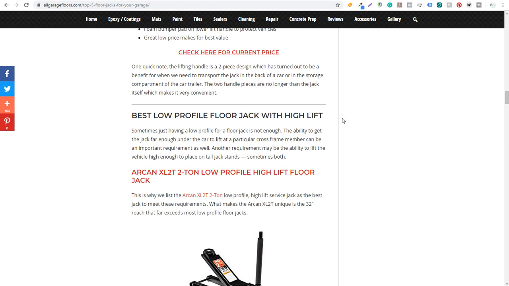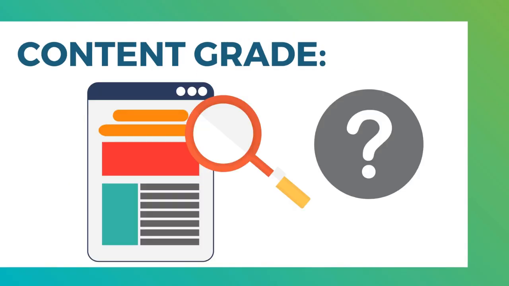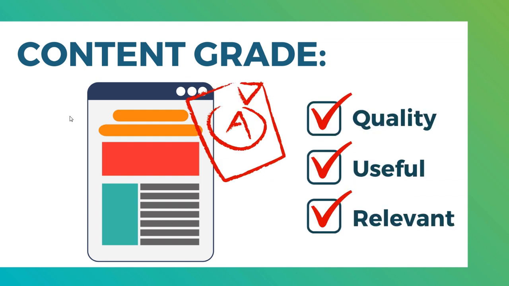And the way that Google is going to decide, okay, should I rank this on the first page of search results, is they're going to look at a variety of factors. The first thing they're going to look at is a content grade. So they're going to review all of the content on the page and they're going to look at it. And let's just say, for example, they give that content an A. It's quality, it's useful, it's relevant, it's recently updated, it's comprehensive. So people can easily find what they're looking for if they do click through to this page.